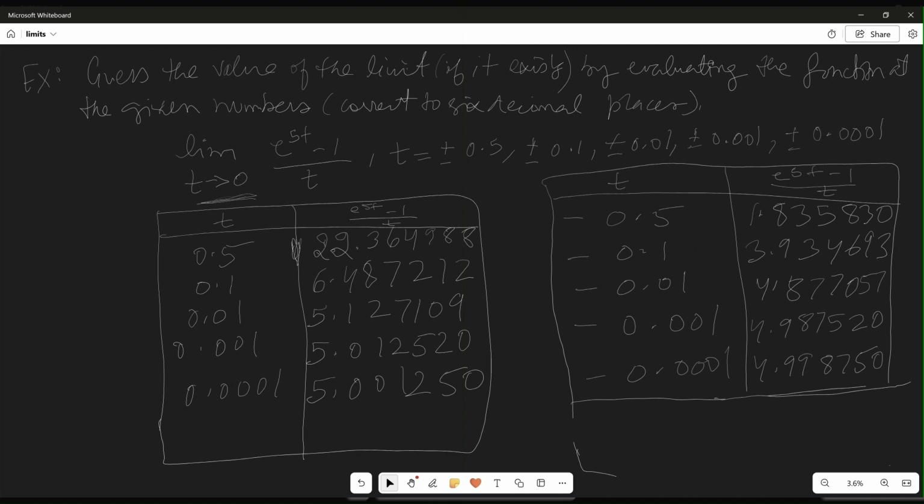So by looking at the closest values to zero from both sides, negative or positive, you can already conclude that the limit for this function as t approaches 0, e to the 5t minus 1 over t, is equal to 5, right?